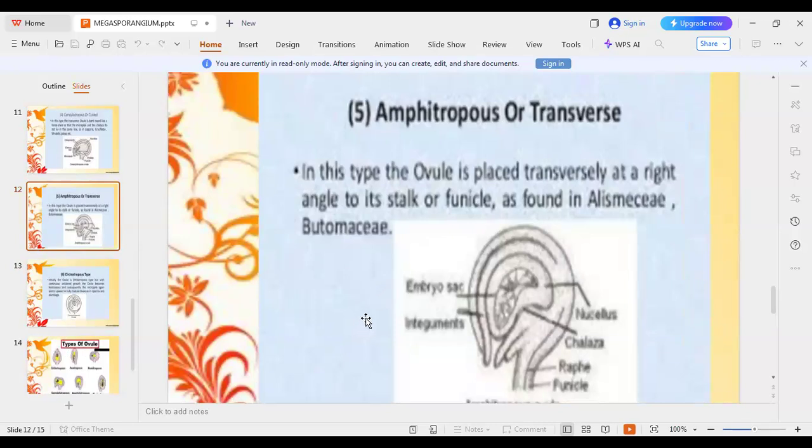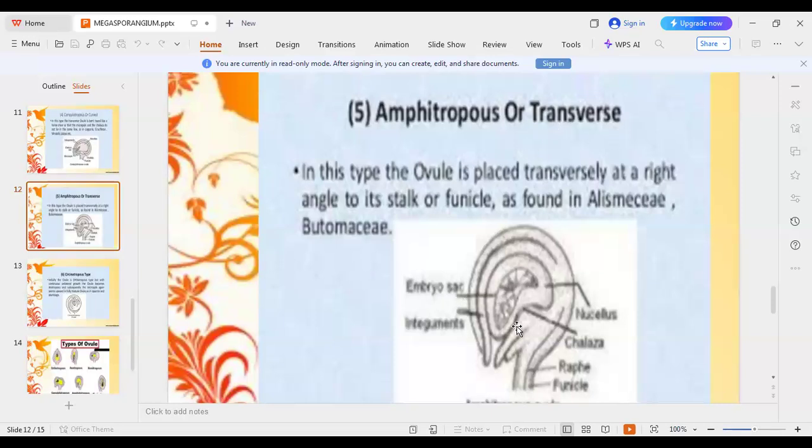So these are the six types, and you have forgotten the fifth one, which is the Amphitropous. Amphitropous is also called transverse. In this type, the ovule is placed transversely at a right angle to its stalk, the funiculus. It is found in Lemna, Alismaceae, Butomaceae, and other families. They have this Amphitropous or transverse ovule. It looks like a transverse position.